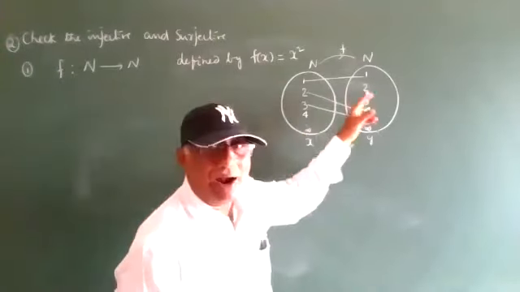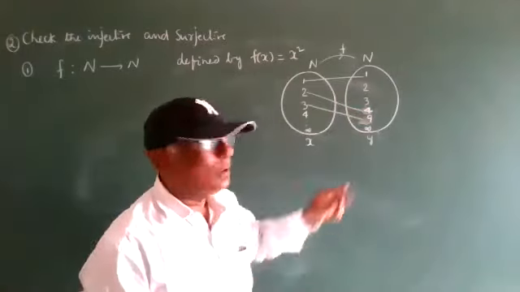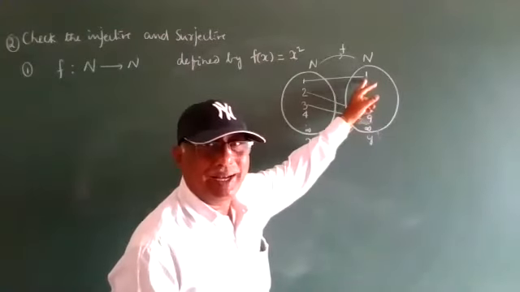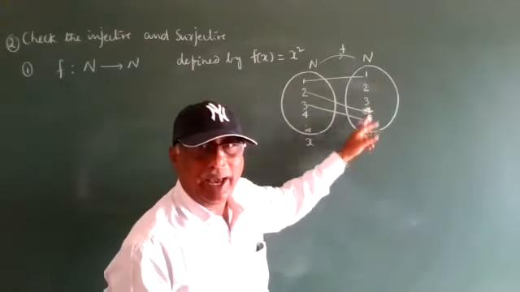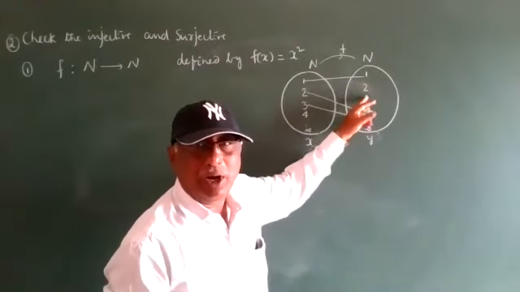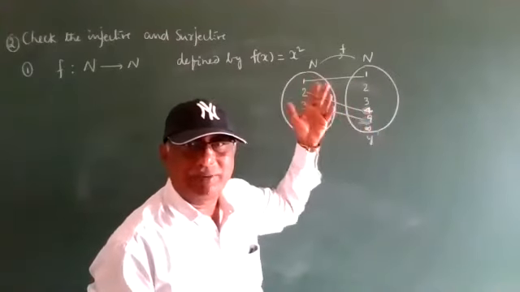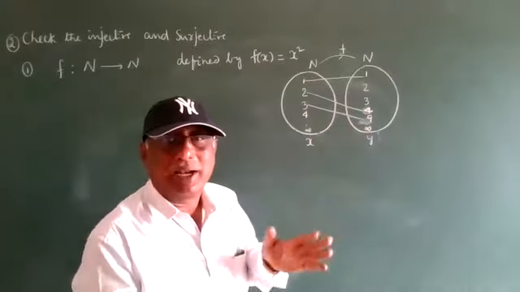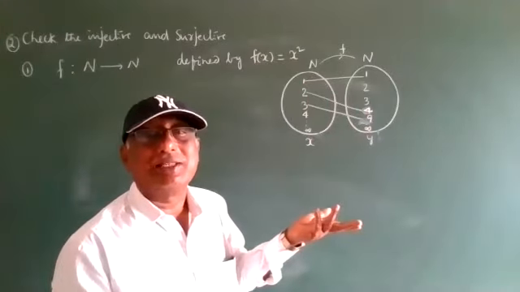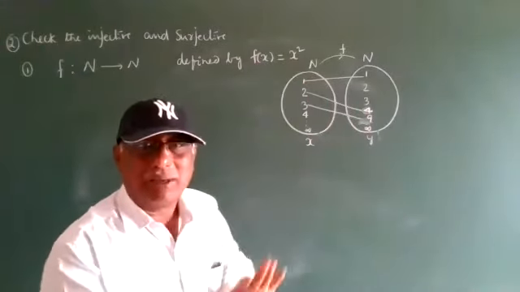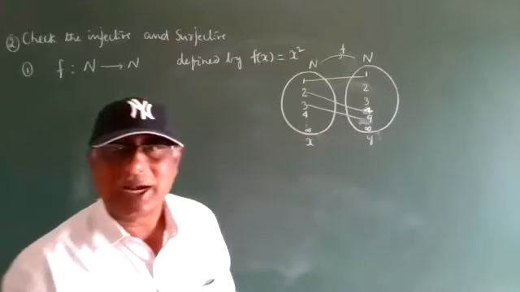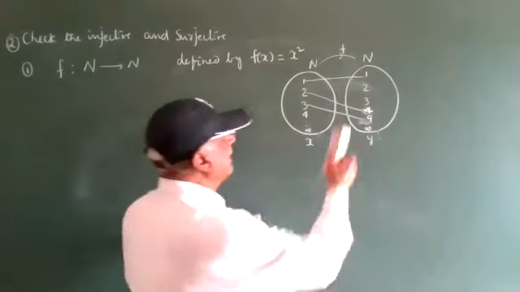But it is not onto, because the range is 1, 4, 9, but the codomain is 1, 2, 3, 4, 5, 6, 7, 8, 9. The codomain and range are not equal. Therefore, it is not onto. We can observe this in the figure. Okay, now once again I will write.